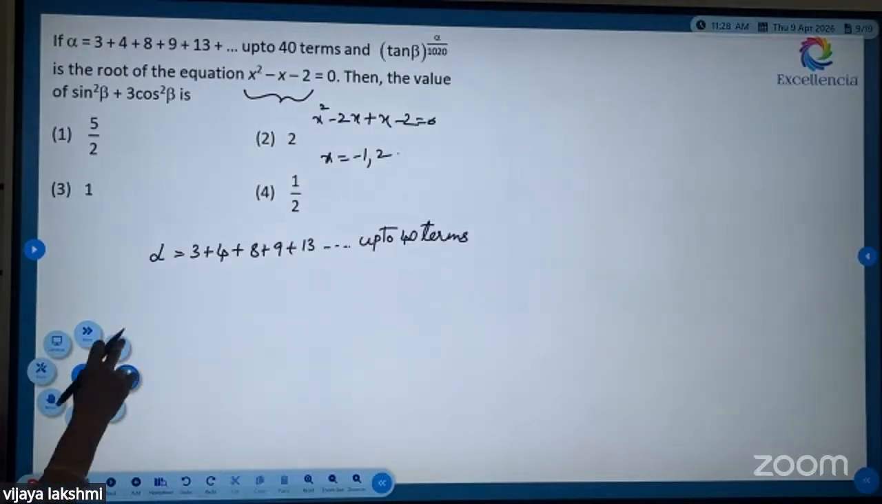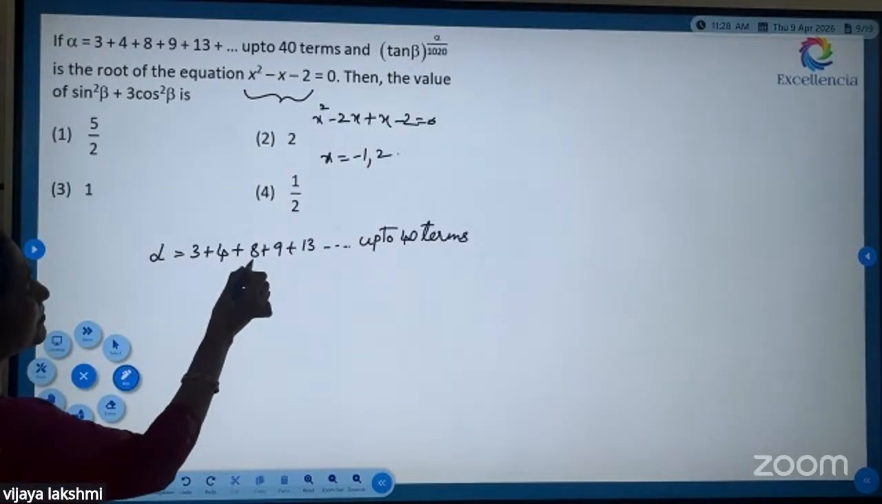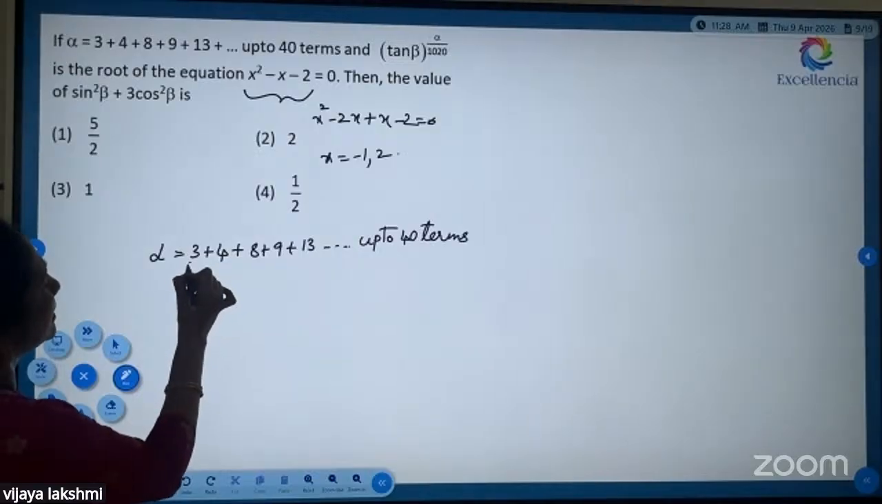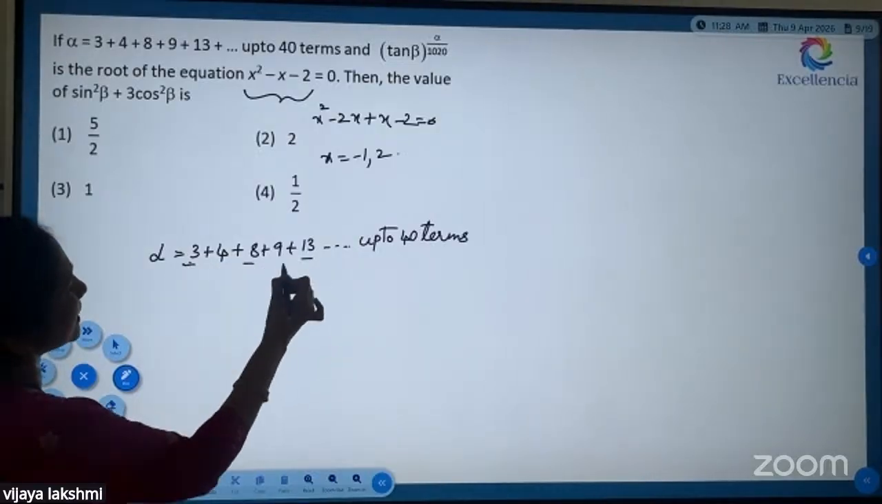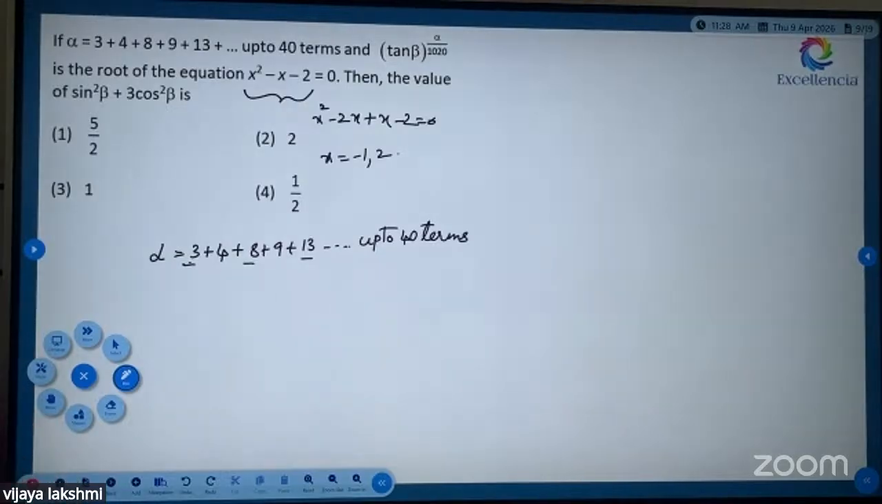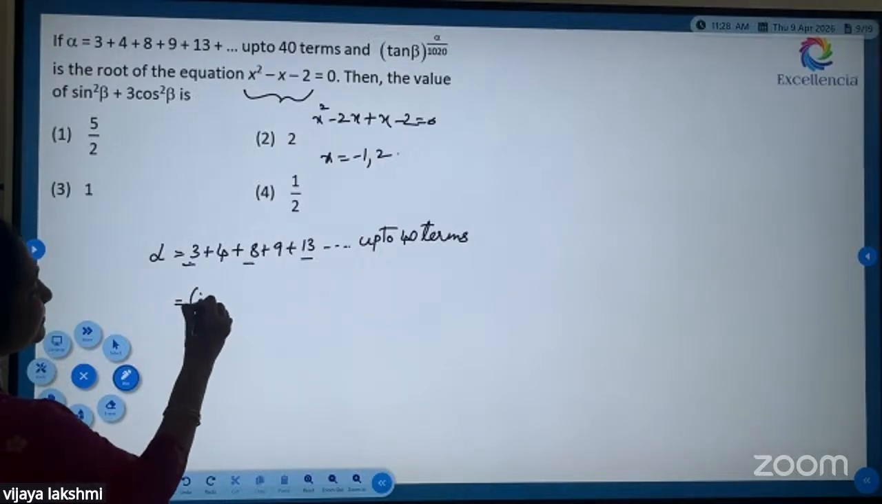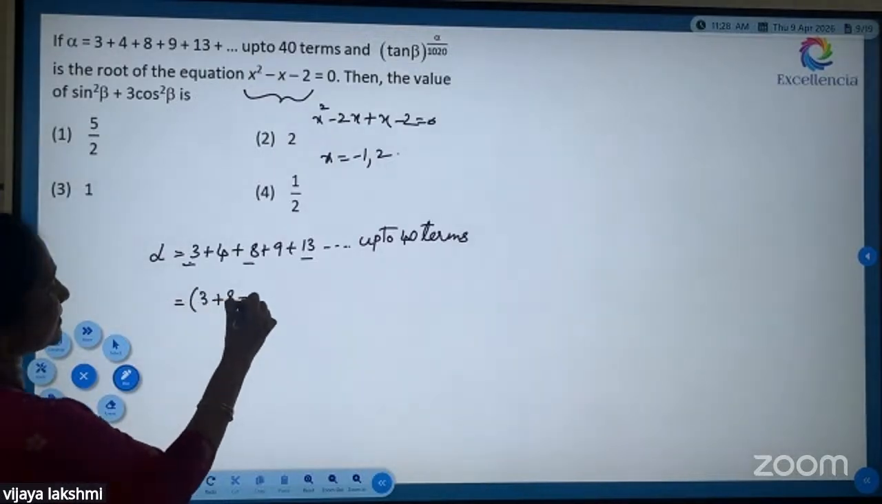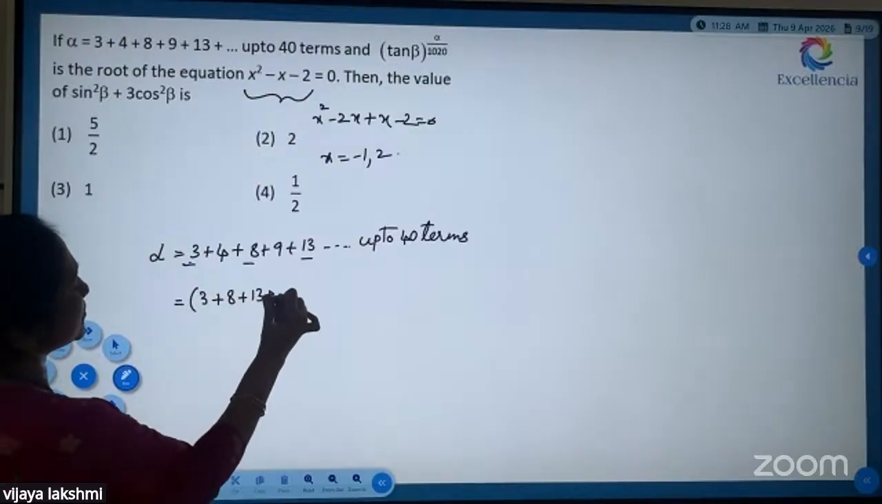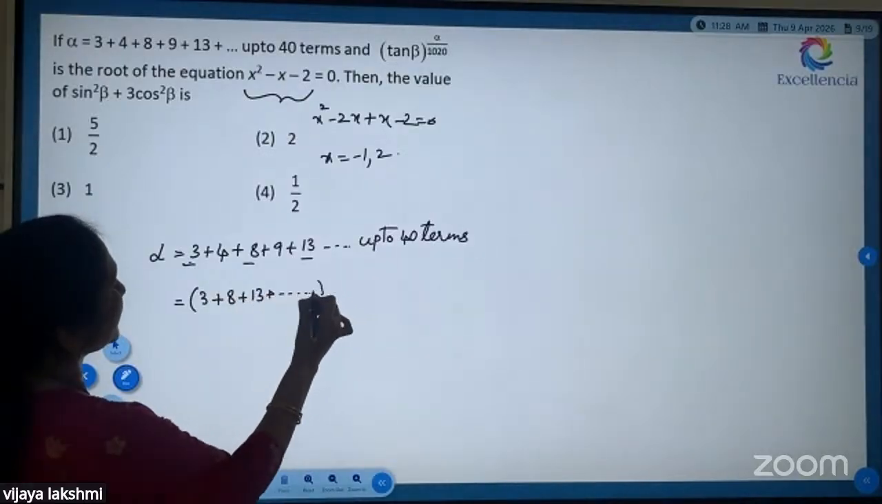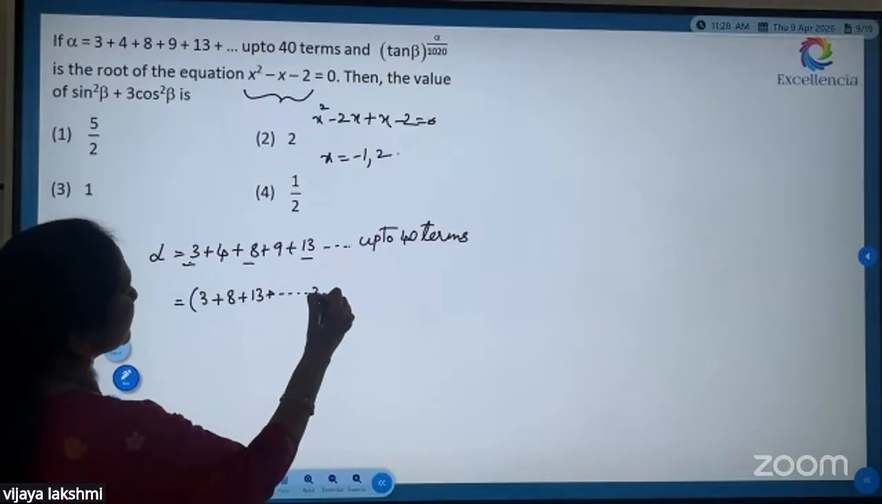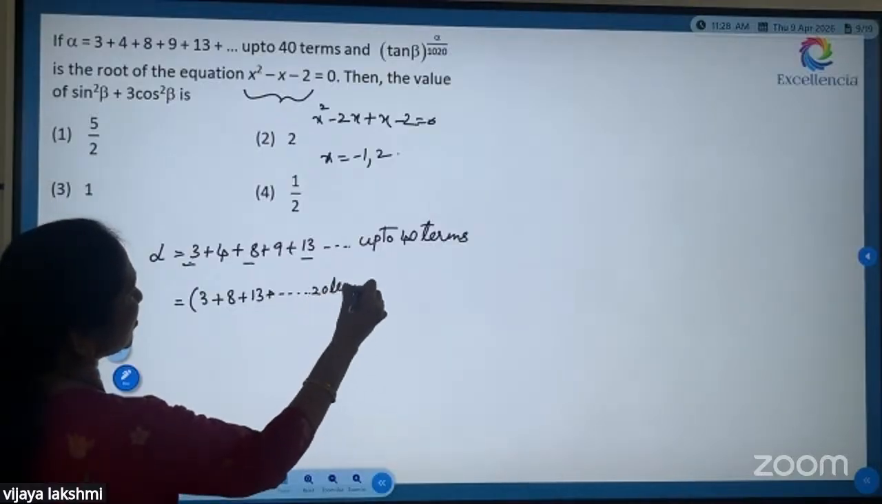If you observe it, the difference is not the same. But if you take the terms 3, 8, 13, the difference is 5. That's why I'm splitting the series into 2 parts: 3 plus 8 plus 13 plus and so on. How many terms like this? You have 20 terms. Now take the alternate terms.